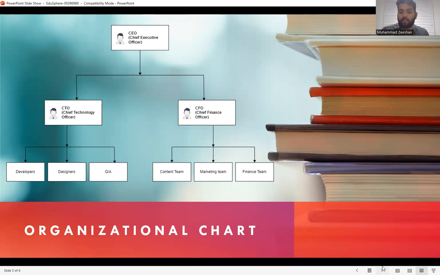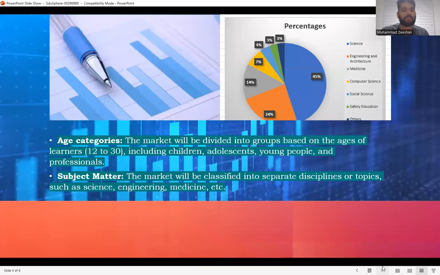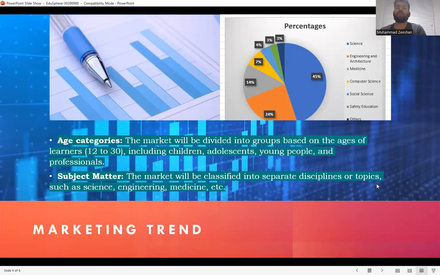So now we will move to the next slide. Here you can see the marketing trend going on nowadays in virtual reality. As far as the age categories are concerned, the market will be divided into groups based on the ages of learners, 12 to 30, including children, adolescents, young people, and professionals. It is also divided by subjects. The market will be classified into separate disciplines or topics such as science, engineering, and medicine.